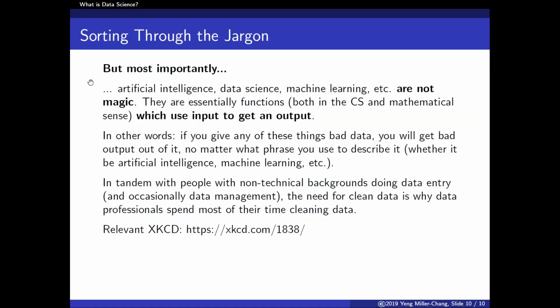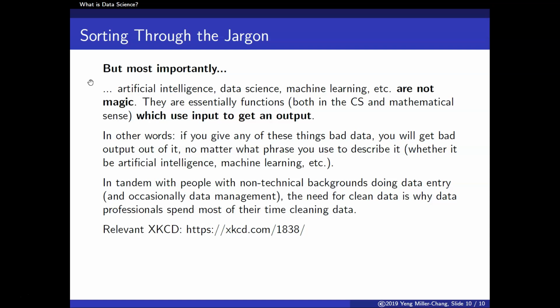But the one thing I really want to leave you with in this lecture is this: data science is not magic. It doesn't matter what buzzword you use to refer to data science. Whether you call it AI, machine learning, etc., these things are not magic. They are essentially complicated functions in both the CS and the mathematical sense. Recall that a function in both CS and math takes an input and spits out an output. The input is the data that you have available at your disposal as a data professional to spit out an output.